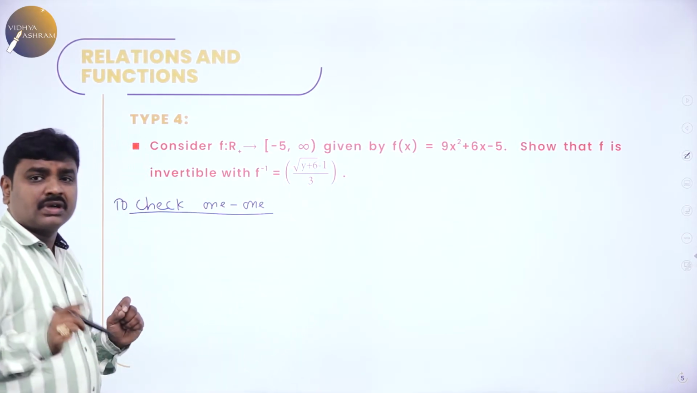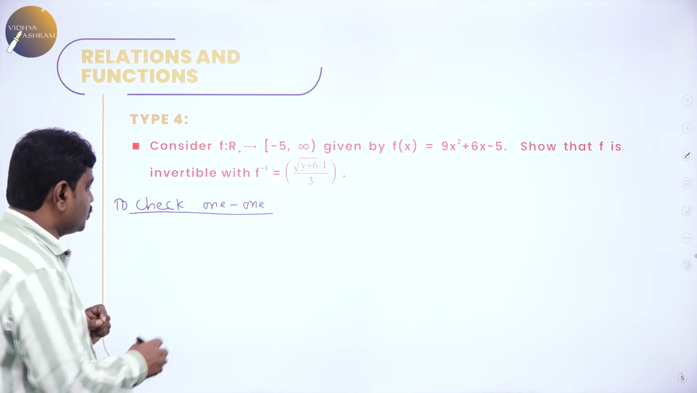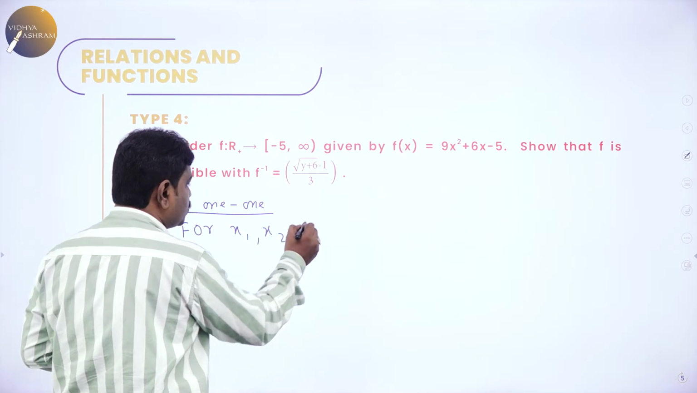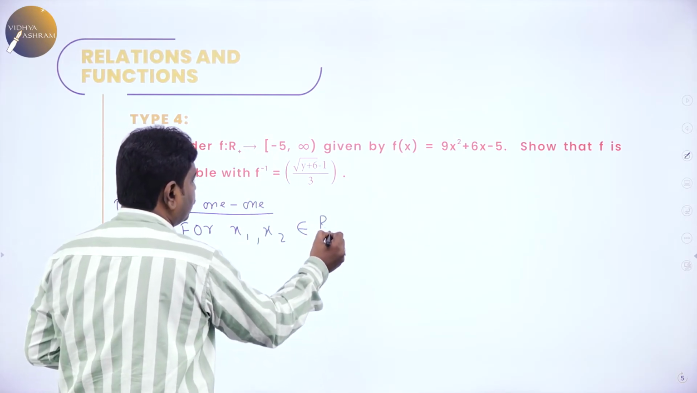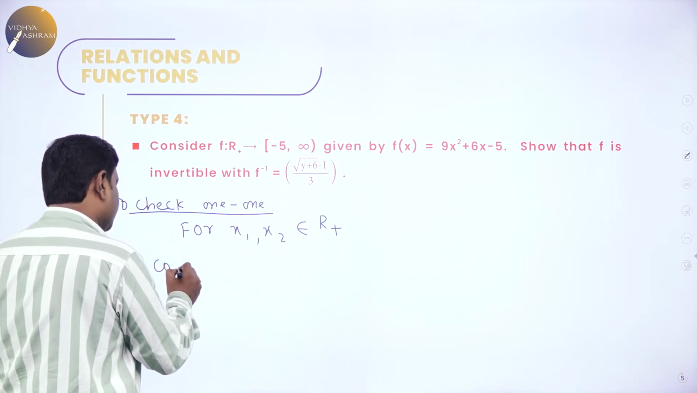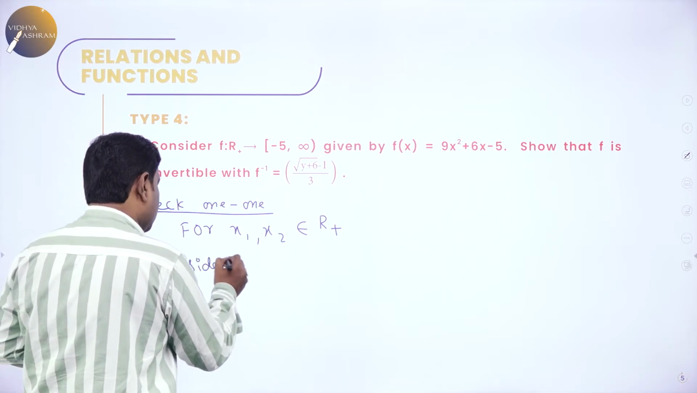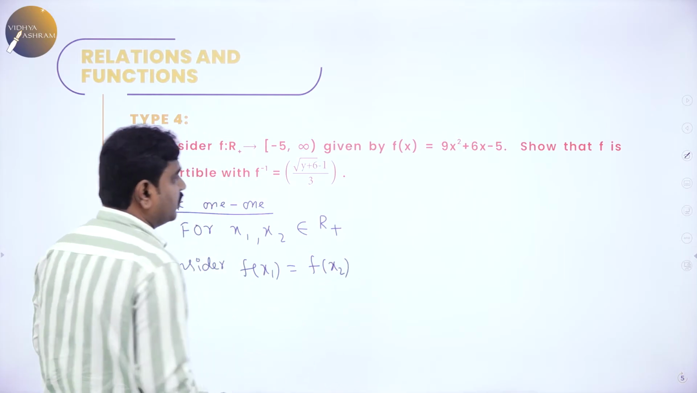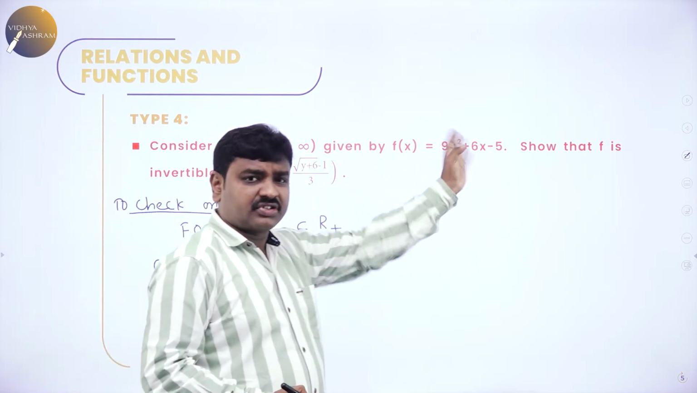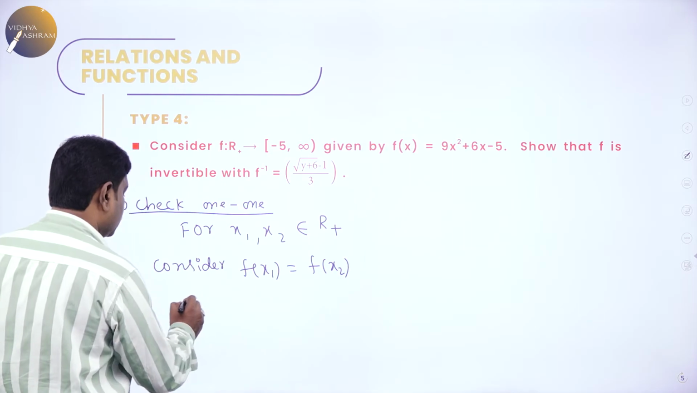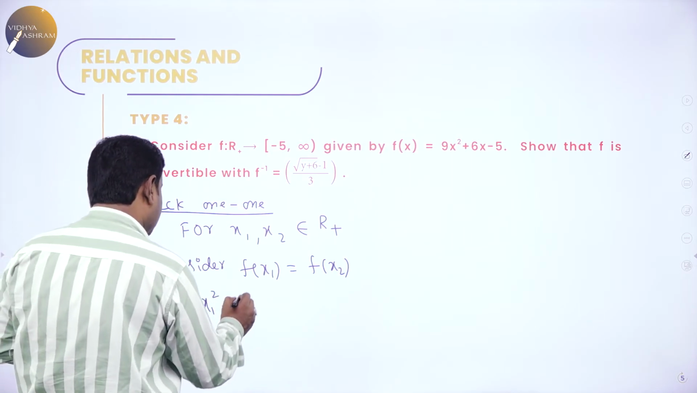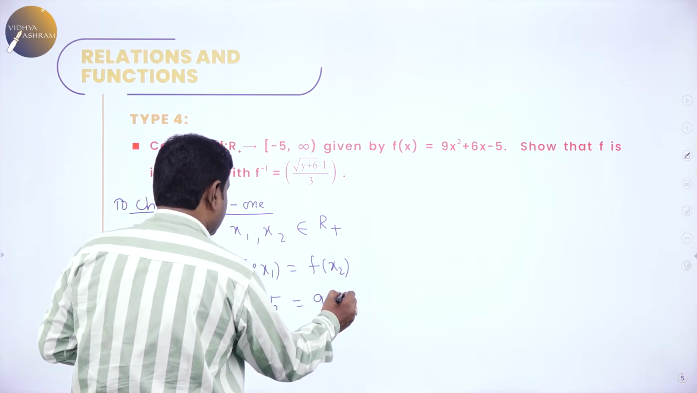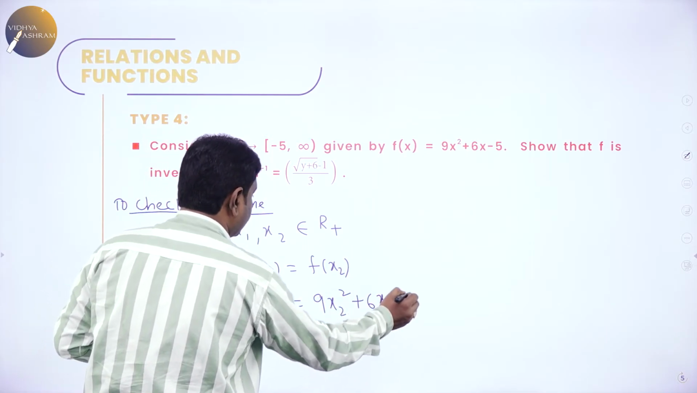Please observe. To check one-one, what is the first step? For x1 comma x2 belongs to the domain. What is the domain? R plus. We should consider f of x1 is equal to f of x2. And what is f of x1? What is f of x? 9x square plus 6x minus 5. What is f of x1? 9x1 square plus 6x1 minus 5. What is f of x2? 9x2 square plus 6x2 minus 5.